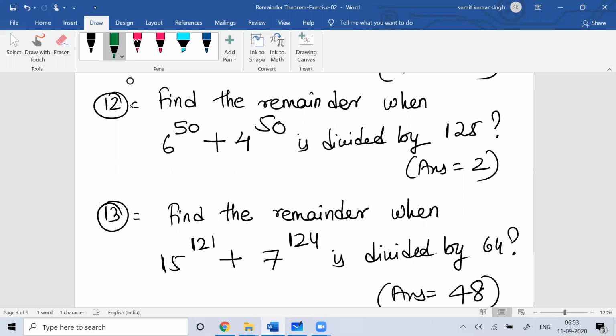These powers are less than 32. So I can try Euler number on this. I can do it by binomial theorem. Or I can apply Euler number, because 15 I can write as 16 minus 1, 7 I can write as 8 minus 1. Like that I can try through binomial theorem, or I can do this problem through Euler's theorem. Okay. So anyway you'll get the same answer.